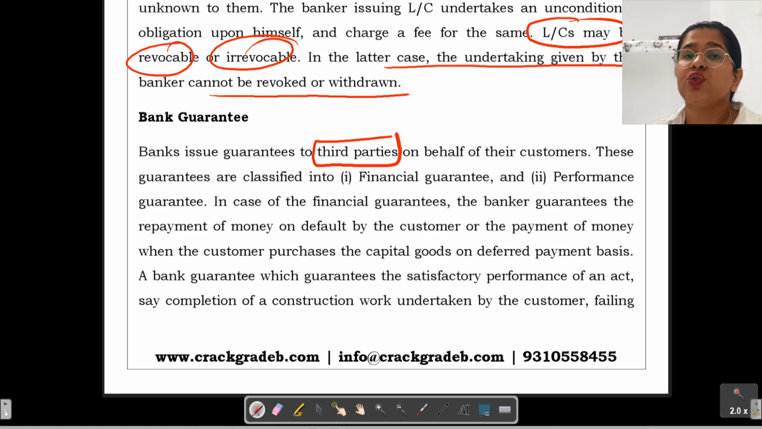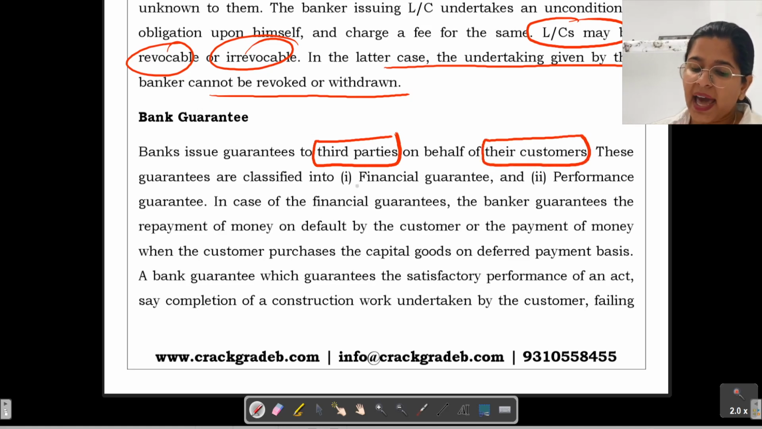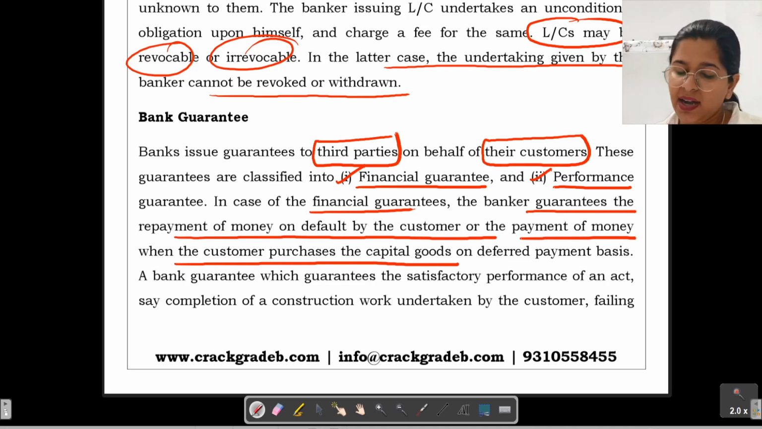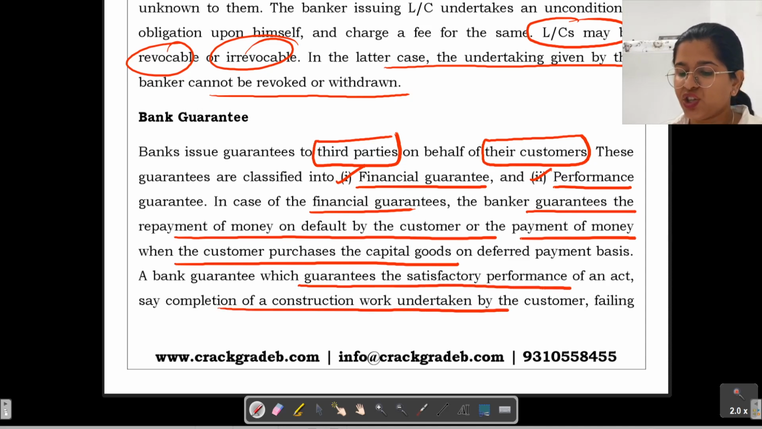किसको दे रहे हैं? To third parties on behalf of their customers, right? So guarantees can be classified into financial guarantee and performance guarantee. Financial guarantee के केस में the banker guarantees the repayment of money on the default by the customer or the payment of money when the customer purchases the capital goods on the deferred payment basis. A performance bank guarantee guarantees the satisfactory performance, say the completion of construction work undertaken by the customer.